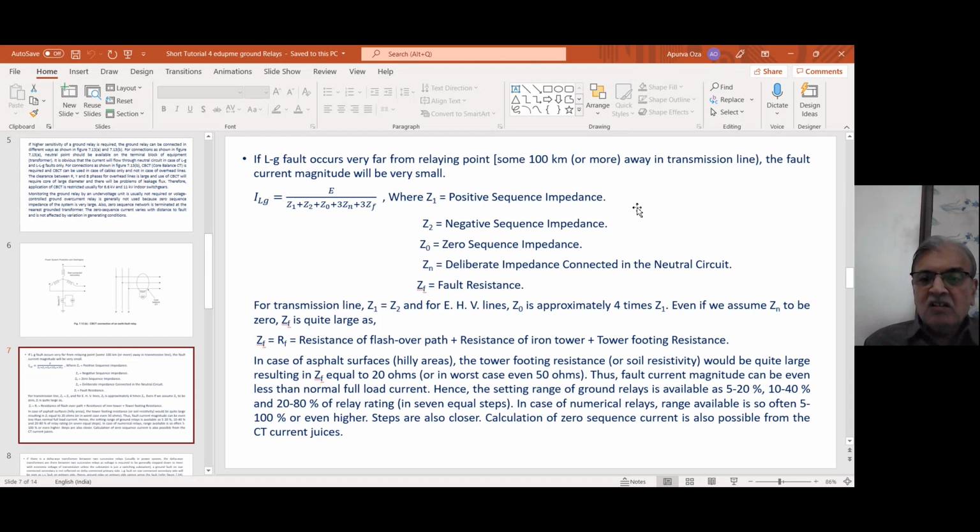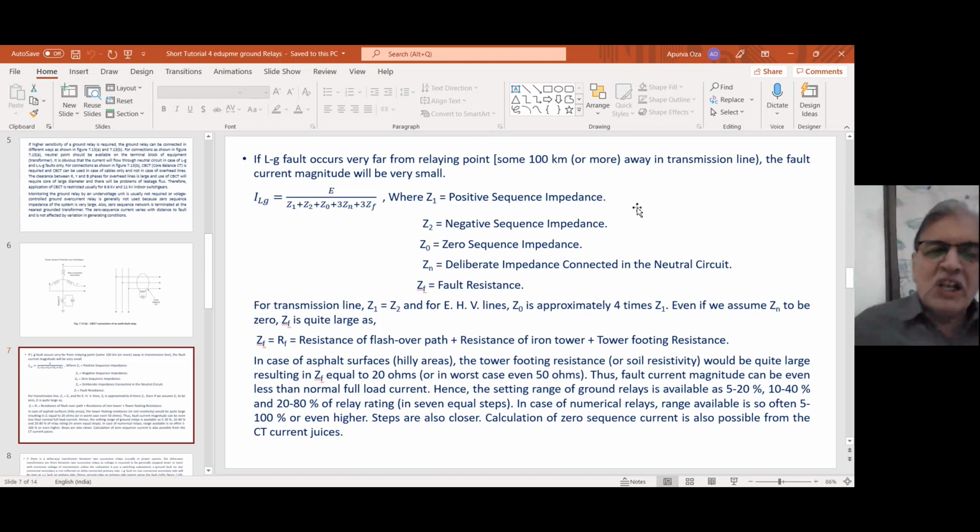erected, installed in hilly areas, in areas where asphalt surfaces are there. There, the soil resistivity is very high. And what is RF or ZF? RF is the resistance of the flashover path, which may be just 4 ohms, plus the resistance of the iron tower, which would be quite high because iron is not a material having good conductivity. Right? So iron tower resistance is quite high. Current is going to pass through the iron tower. And tower footing resistance means soil resistance. And soil resistance is variable from place to place. Therefore, in the formula you see it is 3ZF.